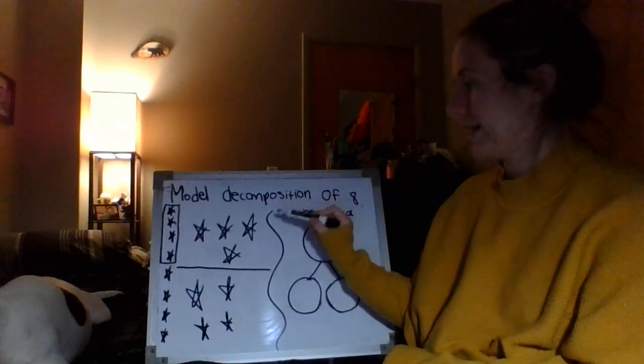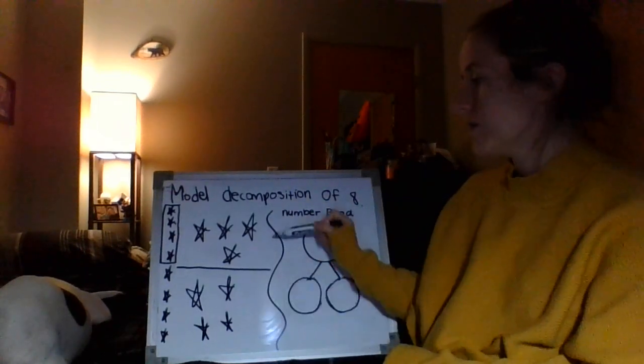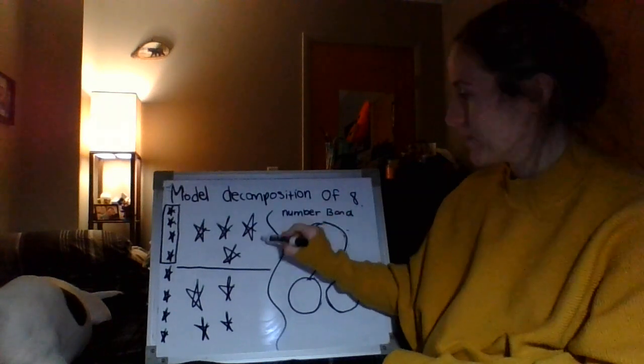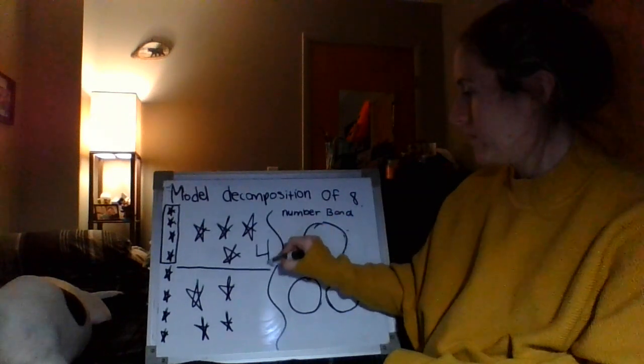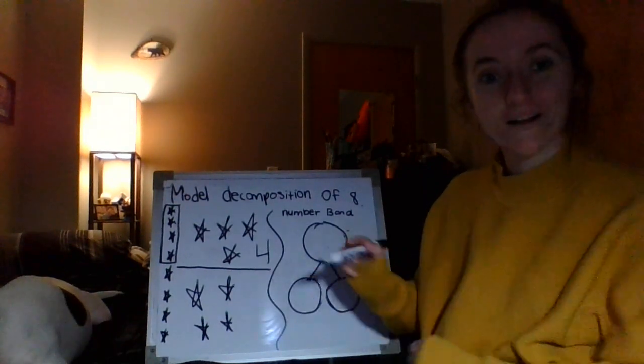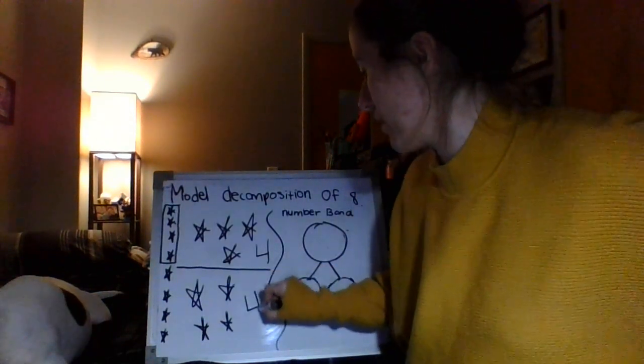To make sure I know how many I have on top and how many I have on bottom. So up top, how many stars do I have? 4. Good job. So I'm going to write that number 4 right here. And shout out, how many stars do I have on the bottom? 4. Good job. So I'm going to write the number 4.